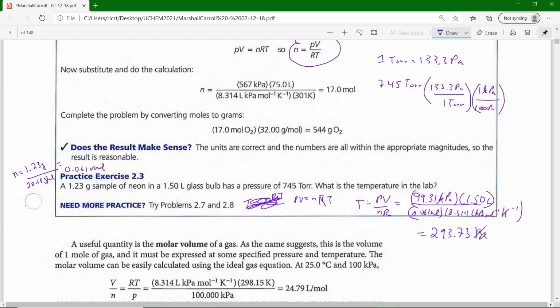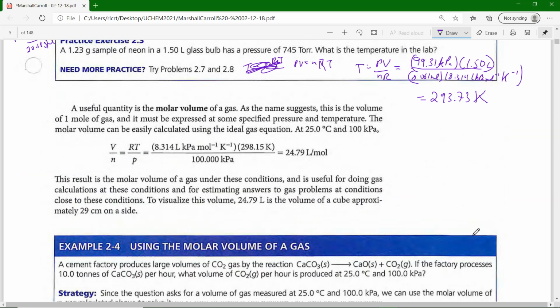Now sometimes I'll be tricky and ask, what is that in Celsius? So you've got to subtract, and you get 20.7 degrees Celsius. This is practice exercise 2-3. Let's see if we did that one correct, looking at the back here. 21 degrees Celsius. What did I say? 20.7. Yeah, they're rounding. We're good. Hooray!